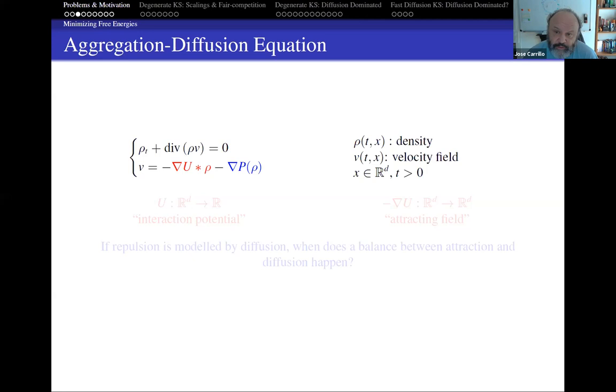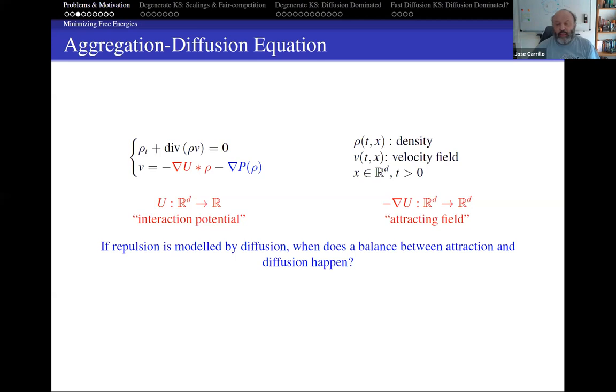And essentially, if you just substitute this velocity field here, you'll get some non-local terms, and then a kind of non-linear diffusion due to the gradient of P of rho. So somehow, the main issue I want to discuss today is in which sense there is a balance between the attraction modeled by the non-local term of that form and the repulsion, which is modeled by the local, in principle, nonlinear diffusion term gradient P of rho. And if this balance happens, what are the conditions on the potential U and on the pressure function P?